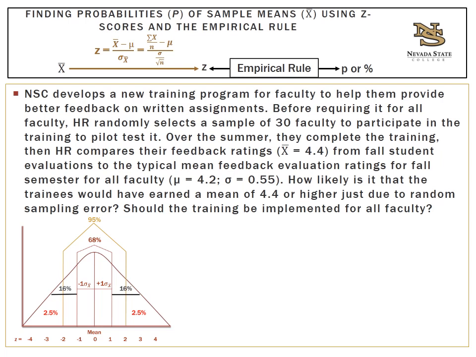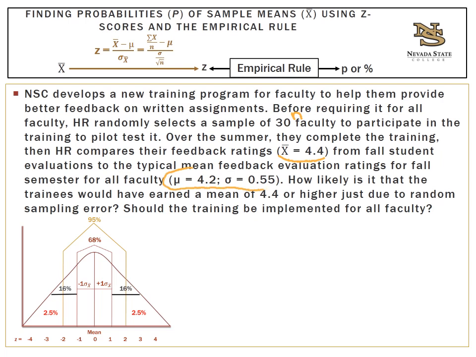NSC develops a new training program for faculty to help them provide better feedback on written assignments. Before requiring it for all faculty, we're going to do a pilot test with N equals 30 faculty. So they participate in the training to pilot test it. Over the summer, they complete the training. Then HR compares their feedback ratings. Hey, I gave you the symbols there. That's nice. From fall student evaluations to the typical mean feedback evaluation ratings for all semesters for all faculty.